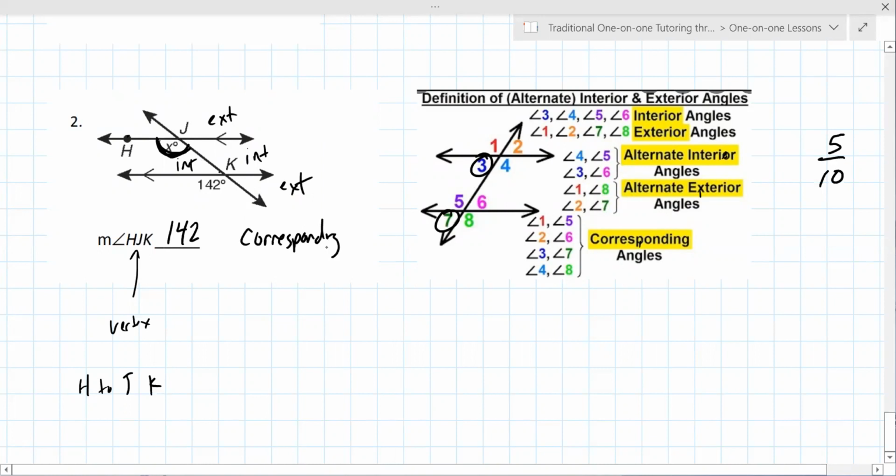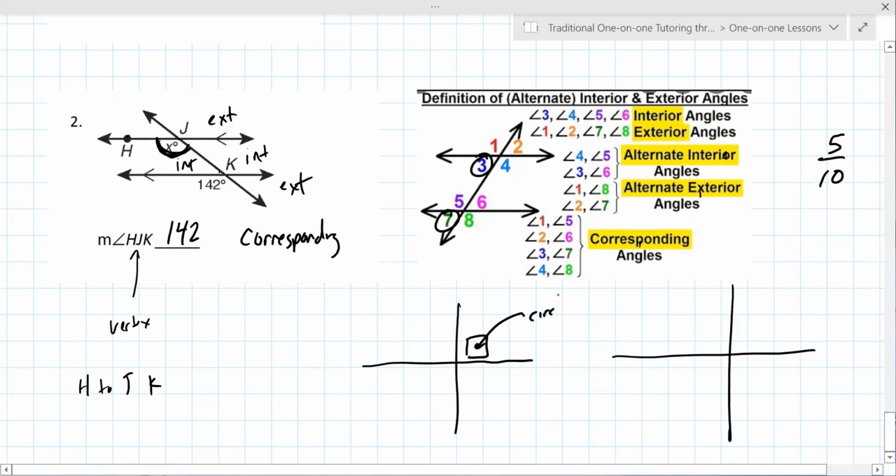Okay. So again, let's look at another problem here. This is the key. If there was one takeaway from this lesson today, it's this. That one would be interior angles because they're both on the interior. But interior angles is not complete.